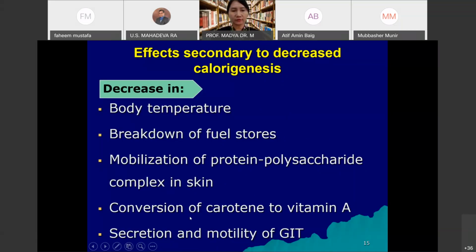And due to the reduction in conversion of carotene to vitamin A, what consequence can we see? Yellowish discoloration of skin. So does it include the sclera? No. In jaundice, we can see yellowish discoloration of skin as well as sclera. But in the hypothyroid state, we cannot see yellowish discoloration of the sclera, only the skin. And we can see constipation as the consequence of decrease in secretion and motility of the GI tract.